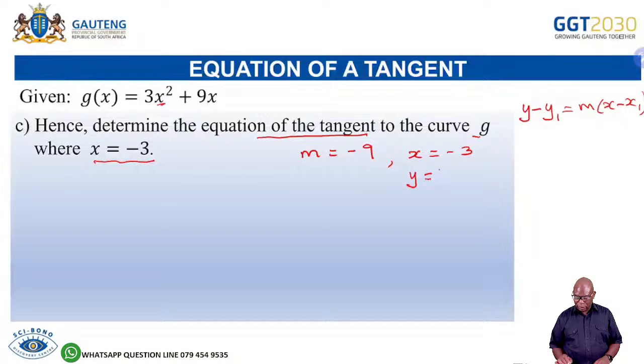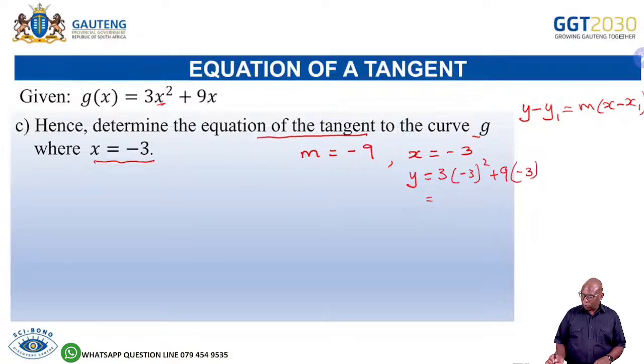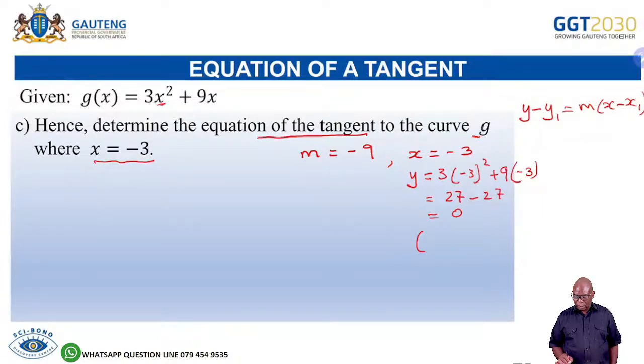So I'll have 3 into -3 squared plus 9 into -3. Then I'll get a value there. So what am I going to get there? I think I'm going to get a 0 there. Because 9 times 3 is 27, and then 9 times -3 is -27, and I'll get a 0. So I've got a point here, -3 and 0.